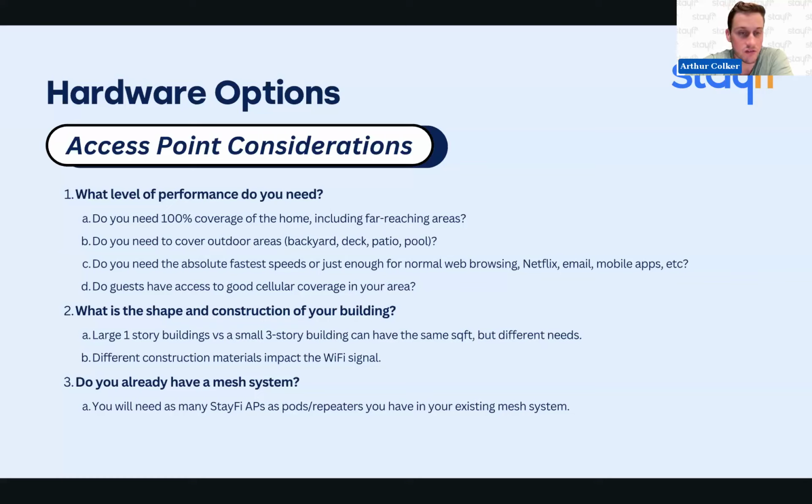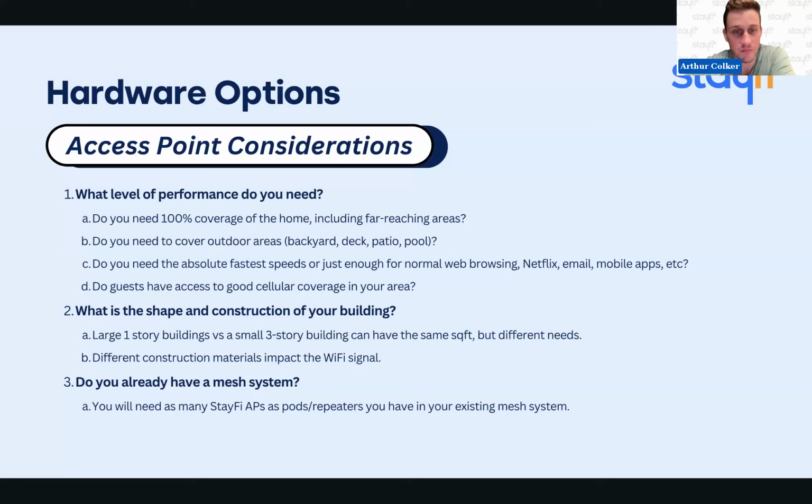One other consideration is, do guests have good cellular coverage in your area? That's something where maybe you don't need Wi-Fi in the deck, patio, or pool area because when guests are on their phone out there, they're going to be fine just using cellular coverage, and Wi-Fi just really needs to be focused in the home. So that's just one other thing to think about: is there any utility to adding Wi-Fi to, let's say, an outdoor space when the reality is guests are going to be using cell phones and they'll be good with cellular coverage in those areas.